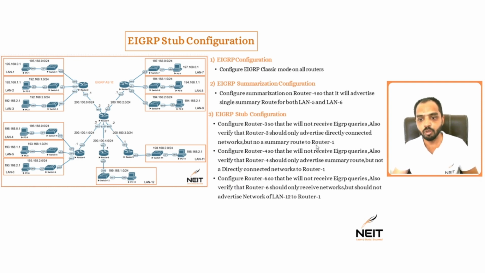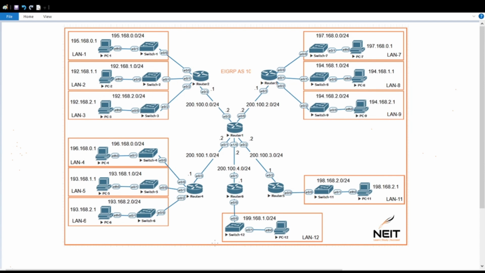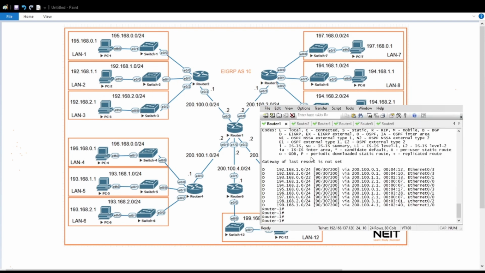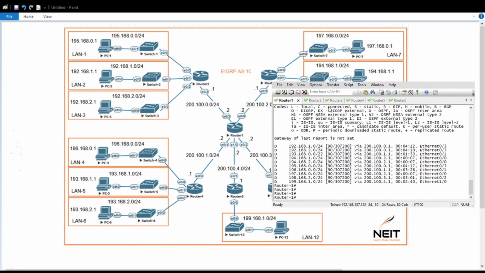Now after that we have to configure router 4 so that he will not receive any EIGRP query. Also we have to verify that router 4 should advertise the summary route but not the directly connected networks to router 1. So now, same thing again, if we verify the routing table of router 1, currently we can see that router 1 is receiving 196.168.0.0, the network of LAN 4, from router 4. Okay, also he is receiving the summary address 193.168.0.0 from router 4, which we have configured in the previous task.